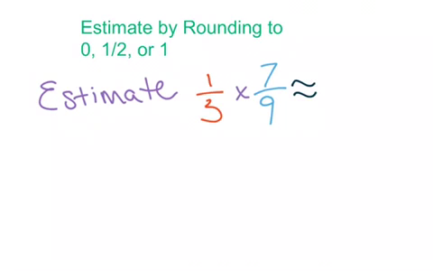Now we're going to estimate by rounding to 0, 1/2, or 1. Because remember, fractions are only parts of a number. They are not whole numbers. So, if you have 1 out of 3, this is what we're going to round before we multiply.